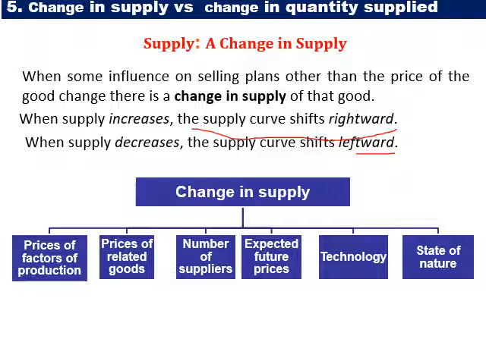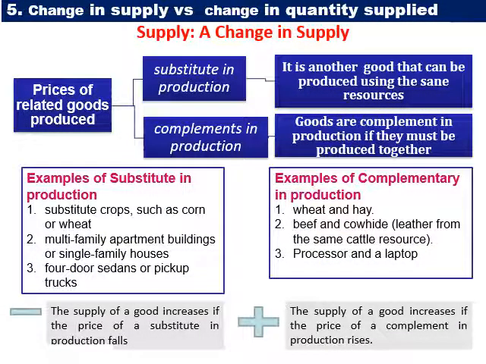Generally, we have 6 factors that may lead to a change in the supply curve, which are prices of factors of production, prices of related goods, number of suppliers, expected future prices, technology, and state of nature. Let's start with the first factor that will lead to a change in the supply curve, and this factor is the prices of related goods produced. And here we should distinguish between two related goods, which are substitute in production and complementary in production.